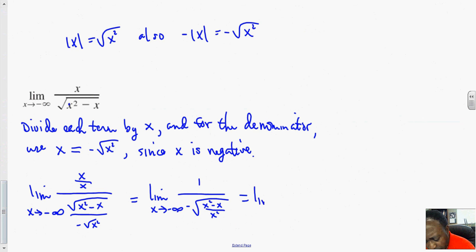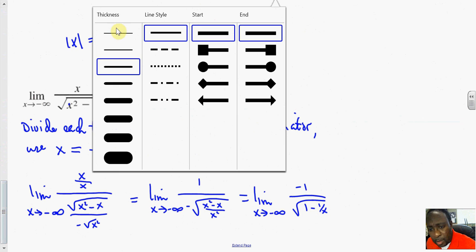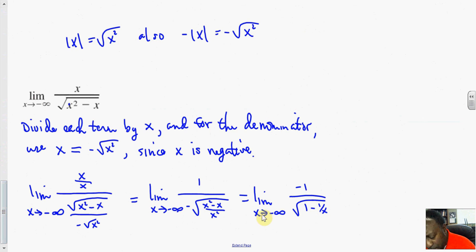We simplify it. This is the limit as x goes to negative infinity. Just put the negative sign up top. This is -1 all over the square root of 1 minus 1 over x. Now, as x goes to negative infinity, 1 over x goes to 0. That part goes to 0, so now I have left -1 divided by 1.